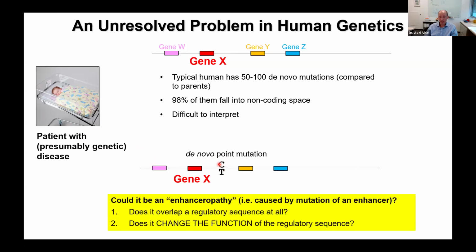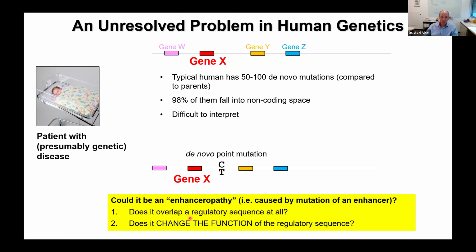You can hypothesize that this is what we like to call an enhanceropathy, meaning a disease caused by a mutation of an enhancer. But to really figure this out, there are two important questions that you need to answer. The first one is you need to figure out if your mutation hits a regulatory sequence at all, meaning you need to know where the enhancers are. And the second big question is, if it falls into an enhancer, does it change the function of this regulatory sequence, the enhancer? Does it change that at all?